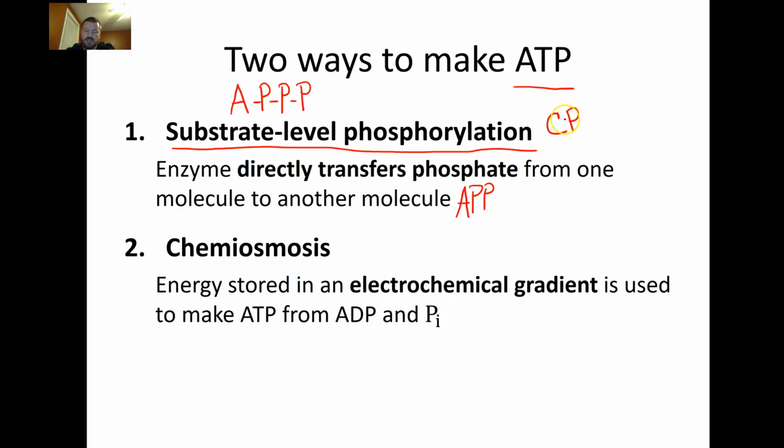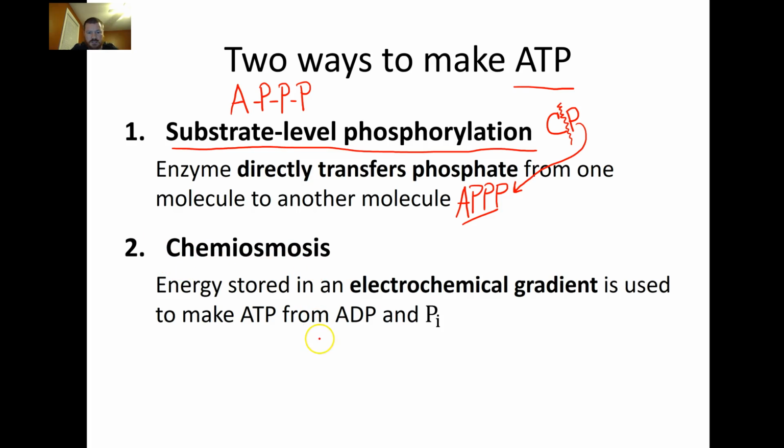And so the way this works is with creatine phosphate, you just break the bond between the creatine and the phosphate molecule, and this phosphate comes down here and is attached onto ADP to get your ATP back. So that's substrate level phosphorylation. You've just exchanged phosphates between two things.